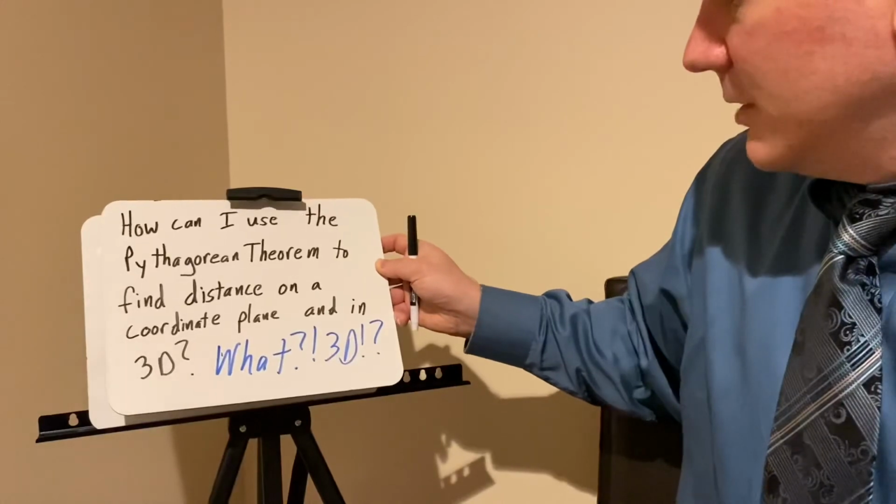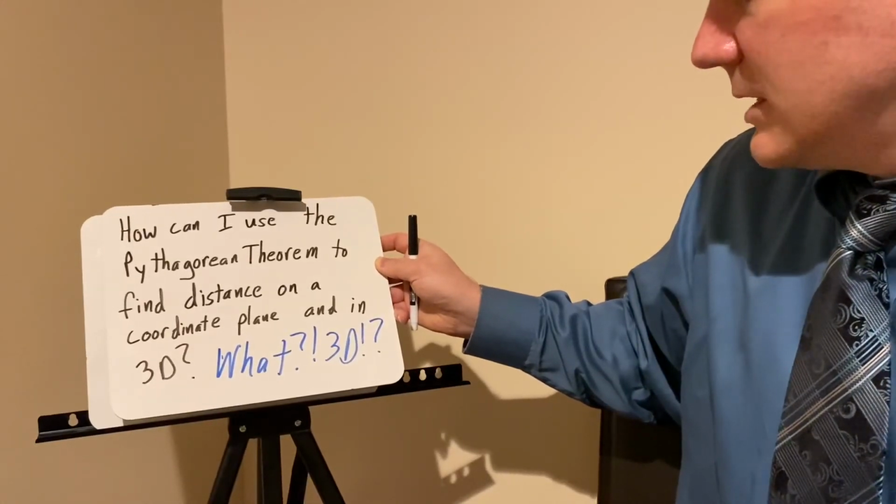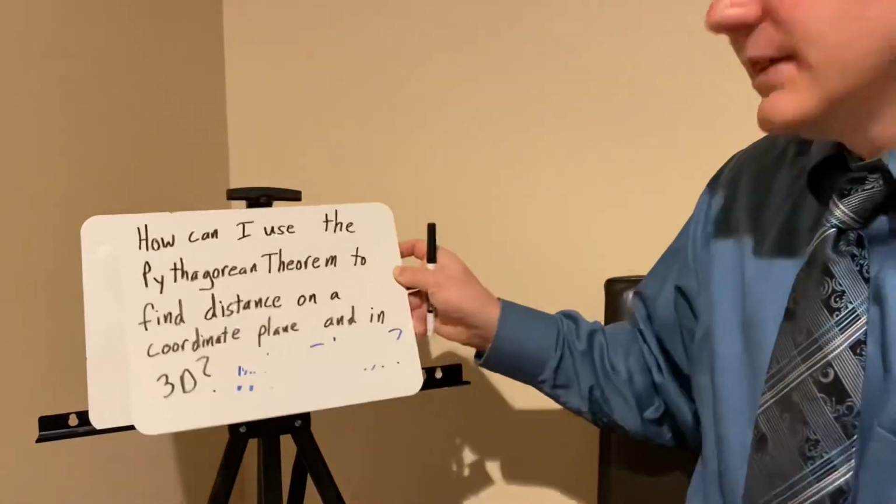How can I use the Pythagorean theorem to find distance on a coordinate plane and in 3D? No more shocking. You got this, right?